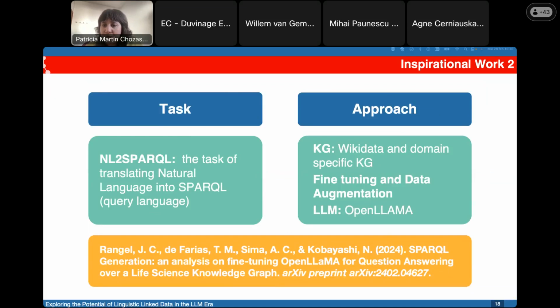Okay, let's move to the second research work. And this one is very interesting because the task tackled here is natural language to SPARQL, which is the task of translating natural language into SPARQL. And this is nowadays a very challenging task that is still not solved. In this approach, authors include data from Wikidata and from a domain-specific knowledge graph. And the techniques used in this work are fine-tuning and data augmentation over the LLM.